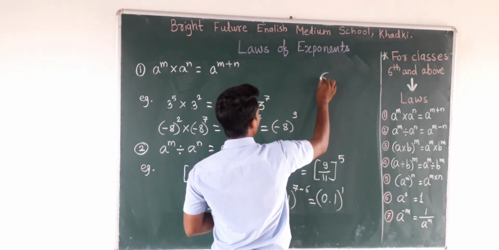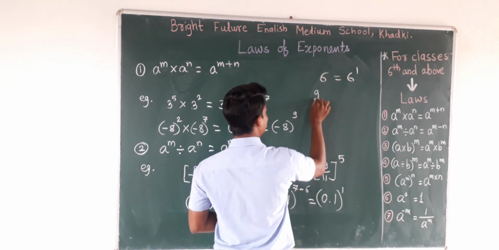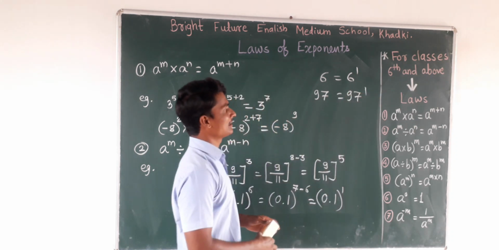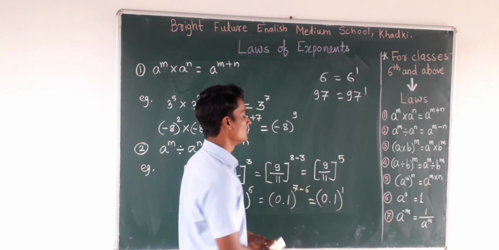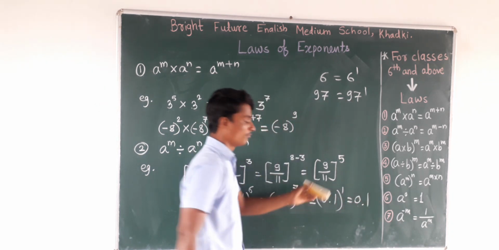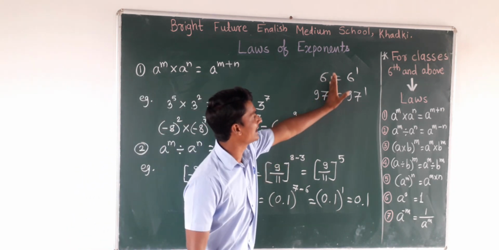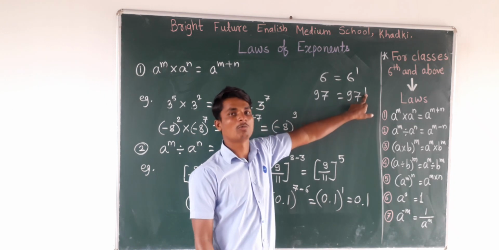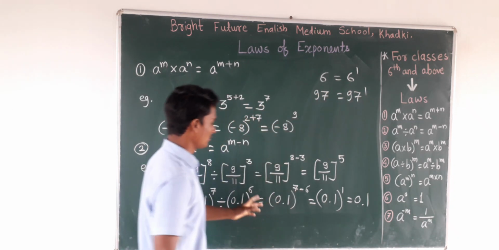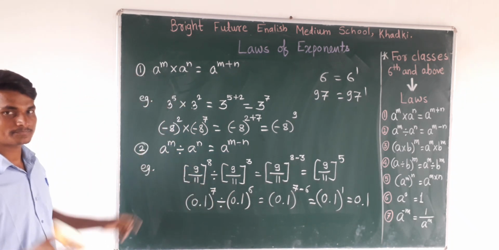If you write 6 or if you write 6 raised to 1, both have the same meaning. If you write 97, or write 97 raised to 1, both have the same meaning. So 0.1 raised to 1, or simply 0.1, both have the same meaning. That means any number, if it has no power written, its power is 1. Whether you write the power 1 or not makes no difference. So I hope you have all understood this first law and second law.